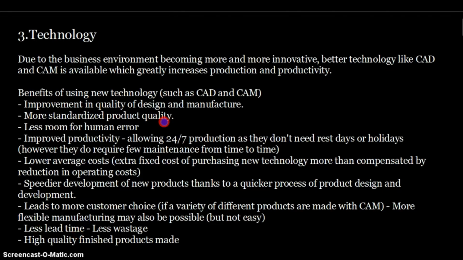we have. The more important benefits are that it improves productivity, there's less room for human error, there's improvement in quality and design, there's speedier development, there's lower average cost, there's more customer choice, and high quality finished goods are made. There's also less wastage. Now, of course, if there are some pros, then that means there are some cons as well.